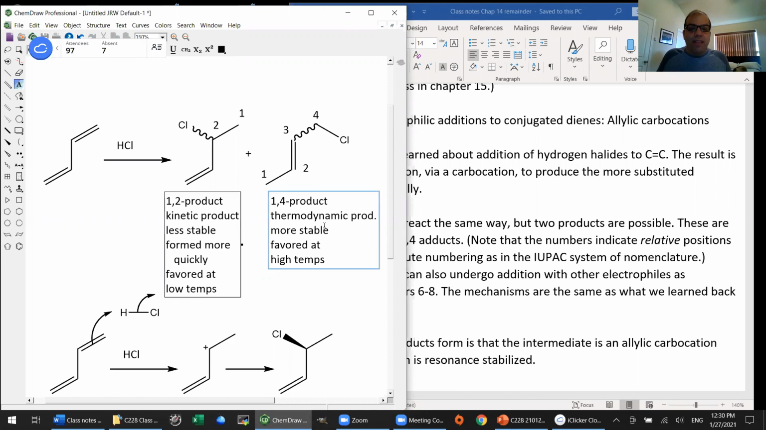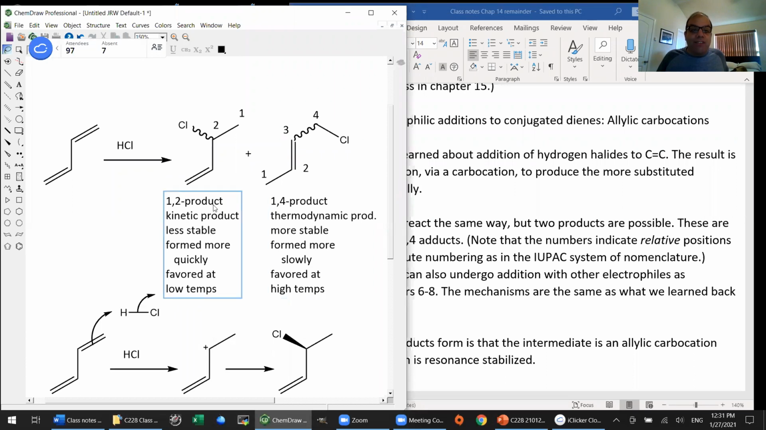And the thermodynamic product is going to be the one that's formed more slowly. Yep, we have to have that in there as well. So again, what we're saying here is we only call the kinetic product the 1,2 product in the case of this type of electrophilic addition to dienes, and the thermodynamic product the 1,4 product in this particular case. But there are other reactions that have this issue.